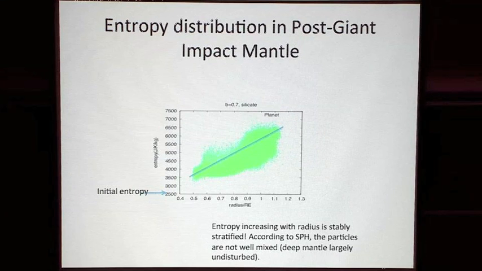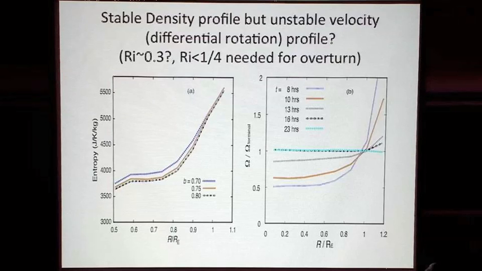So here again, plotted in a different way, are the averages for the entropy as a function of radius for different impact simulations that we've done. And one question that we posed for ourselves is whether this structure could be overturned quickly, that is to say, literally on a time scale of days, because the Earth is differentially rotating. So here, shown at 8 hours into the simulation, is the rotation state of the Earth.